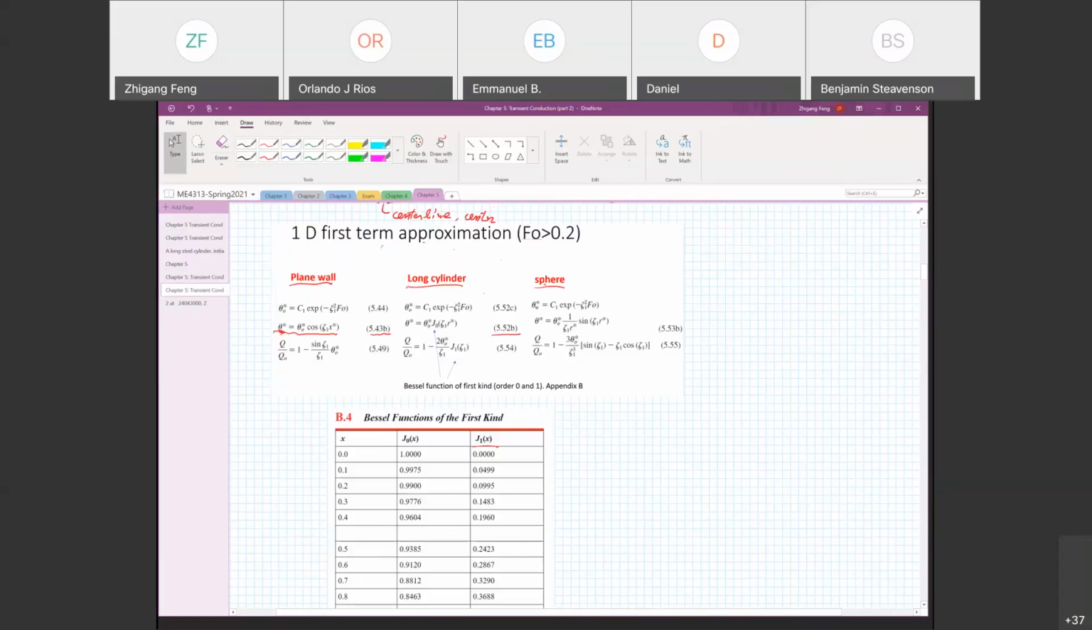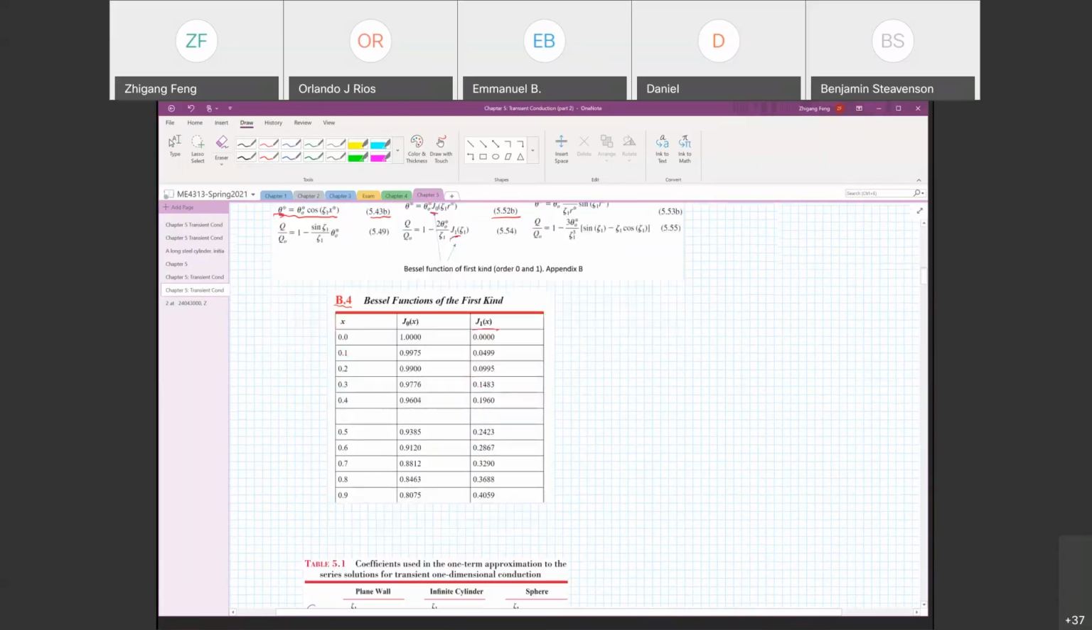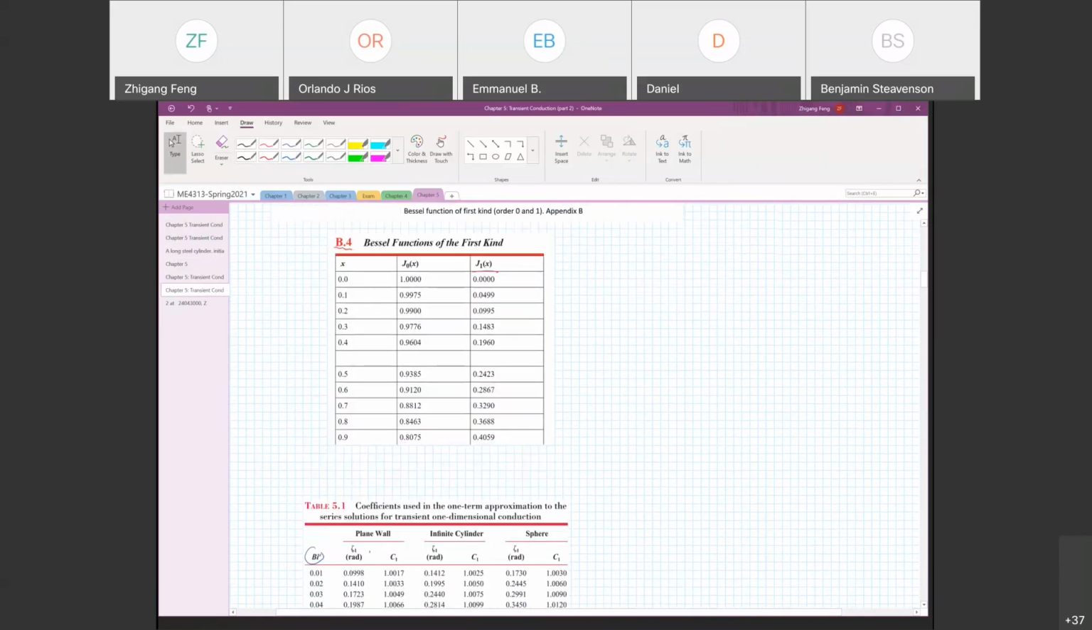And in particular, when we deal with a long cylinder, it involves the Bessel functions, J sub naught and J1. You can either find these functions from Table B.4. This is a table in the appendix. Okay. Or you can find these values from an online calculator. So I will show you there is an online calculator that allows you to get these special function values. Later on I will tell you which website allows you to find these special function values.